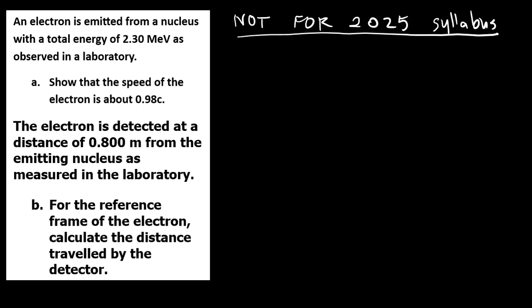This video is a continuation from HL paper 3, May June 2016, question 5a. From that question, we had found that the Lorentz factor was 4.5. Now, in this question, we are considering the measurement of the distance that a detector has moved relative to the frame of reference of the electron.